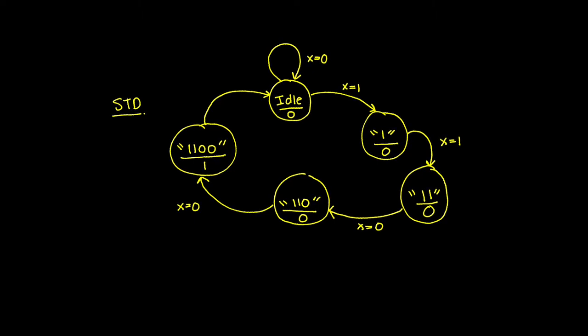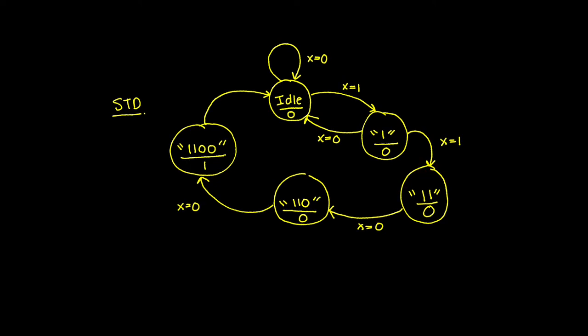Okay, so when I'm in this state, a 1 has already been detected. If I detect another 1, then I will move on to this state. But what happens if I detect a 0? Well, now I've detected, in my last 2 clock cycles, a 1 and then a 0. So that means that I am not in the midst of detecting my sequence. So I'm going to move back to the idle state. I go back to start, basically.